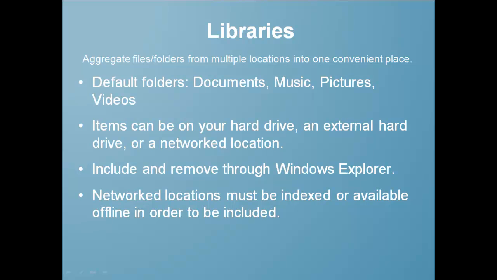The caveat that I want to throw out there is if it's a network location, it must be indexed or available offline to be included, but it doesn't have to be both of those things. If it's neither, you're going to get an error that says, sorry, we can't include this. So then you'd either have to enable indexing for that network location, or you're out of luck.